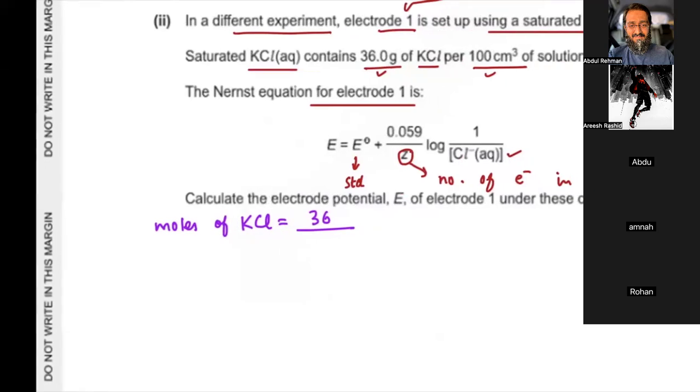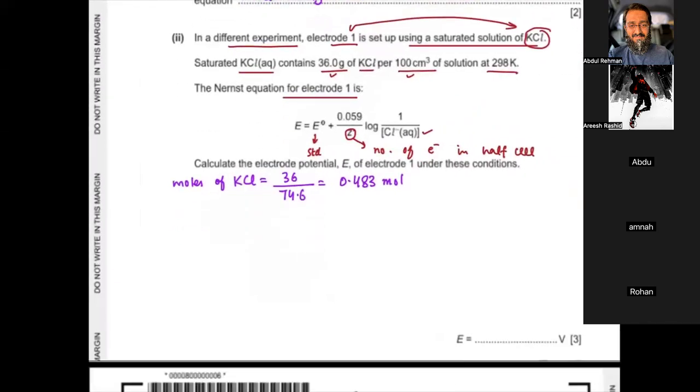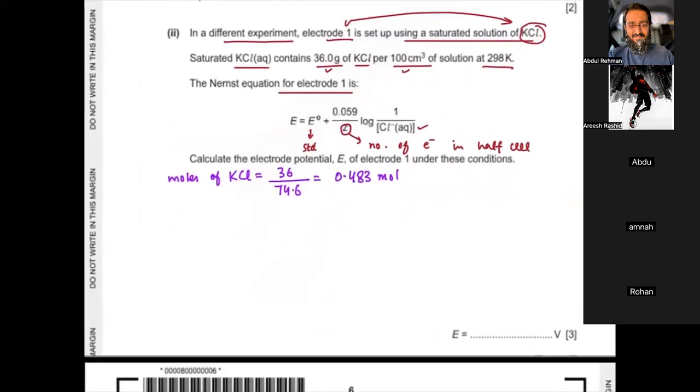Yes. So it is going to be 74.6. And when you divide these two values, the moles you will get are 0.483 moles. Thank you, Faizan. And thank you, Rohan. Okay. So we have calculated the moles. So these moles are present in 100 centimeter cube, isn't it? So we can use the formula to calculate the concentration.